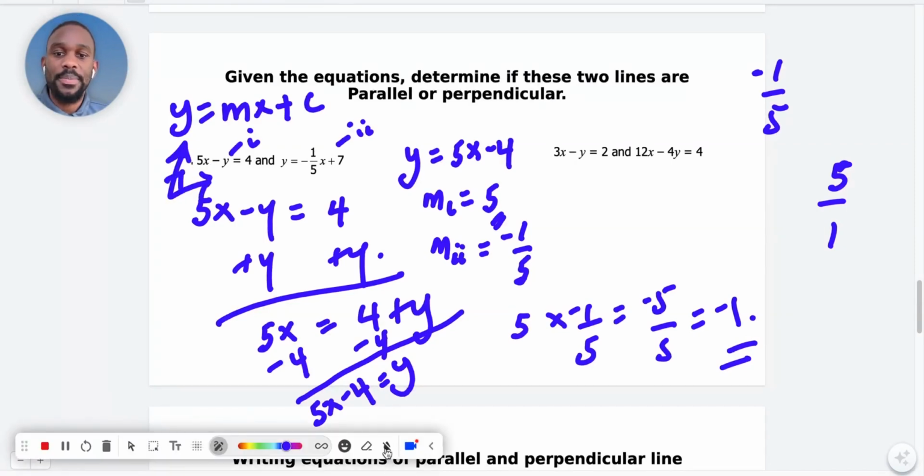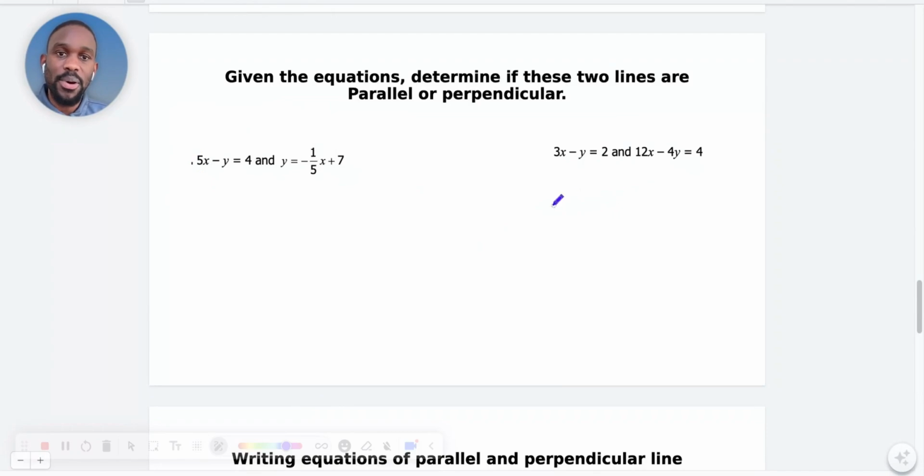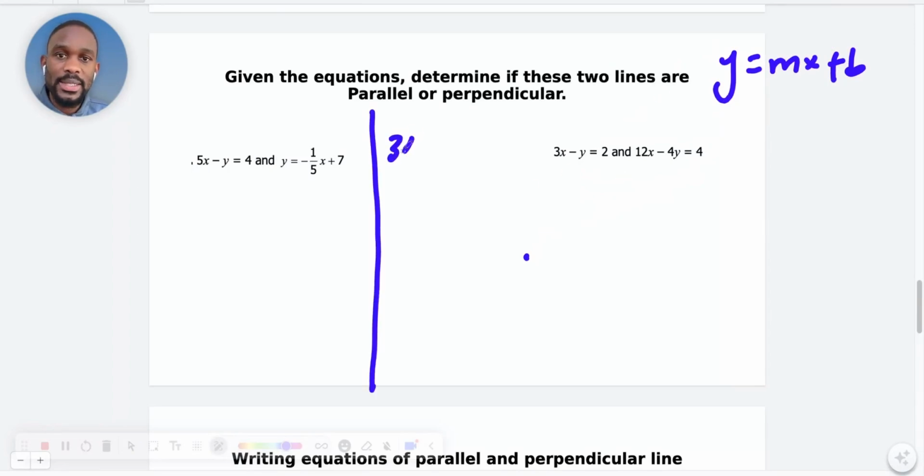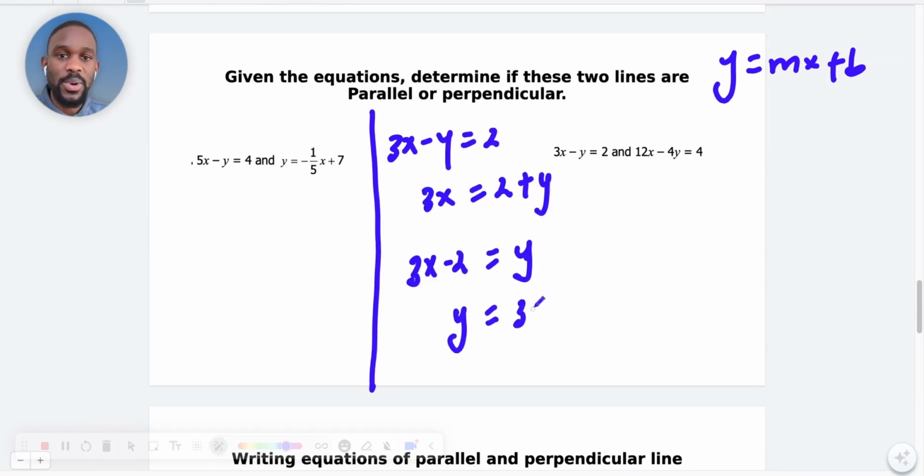Let's look at the last example. They're giving us two lines. Both of them are not in the format y = mx + c. So let's first convert them into that format. Make y the subject. So we have 3x - y = 2. y = 3x - 2. What is the slope of this line? The slope of this line is m, which is the coefficient of x. So m1 is equal to 3. The slope of that line is actually 3.